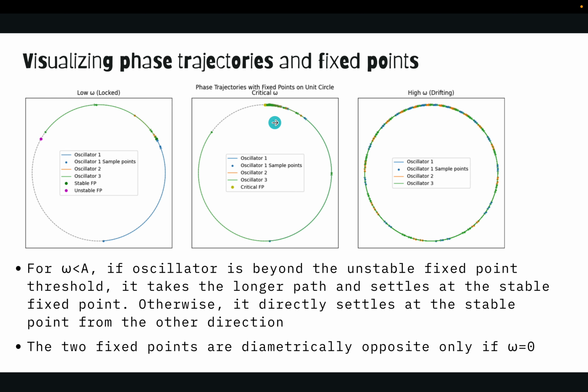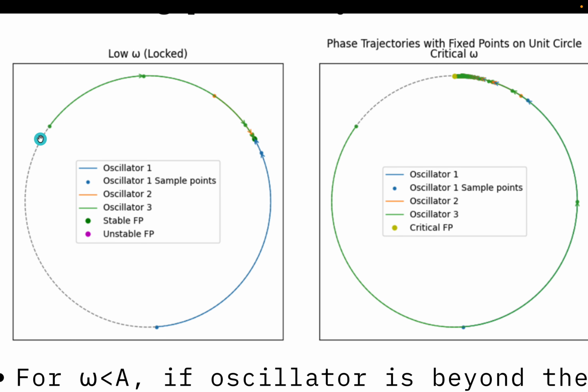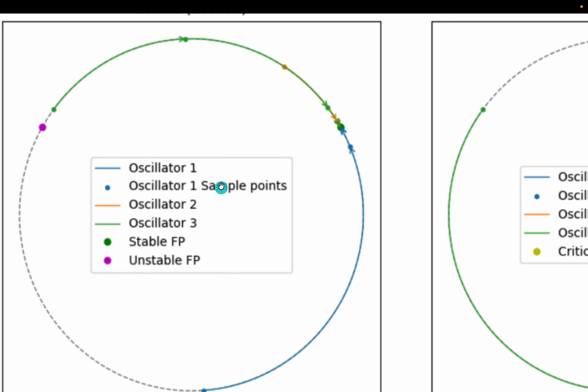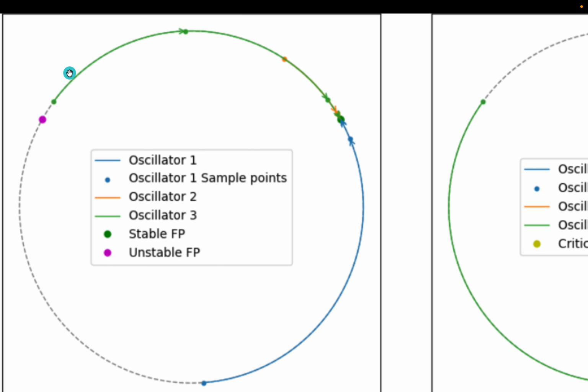Now let's visualize the phase trajectories and fixed points. These are some very basic simulations I ran in Python. This is for omega less than a. This is what we call the locked case, a low value of omega. You see, you have 3 oscillators, and we have traced the path of each oscillator. One is the green oscillator, one is the yellow. The yellow and the green are overlapping.